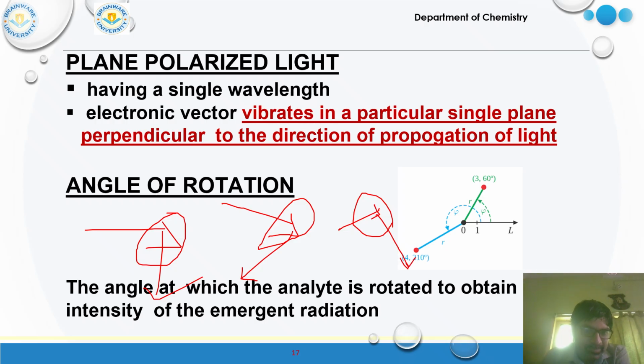So the angle at which the molecule is rotated to obtain the maximum intensity of the emergent, meaning reflected, radiation is known as angle of rotation. So we have to rotate the molecule by some angle to obtain what? The maximum intensity of the emergent light. That is known as the angle of rotation.